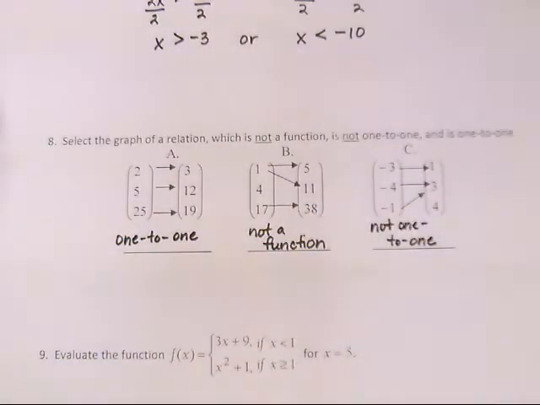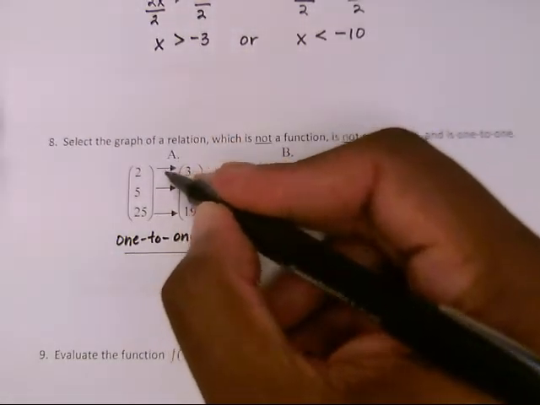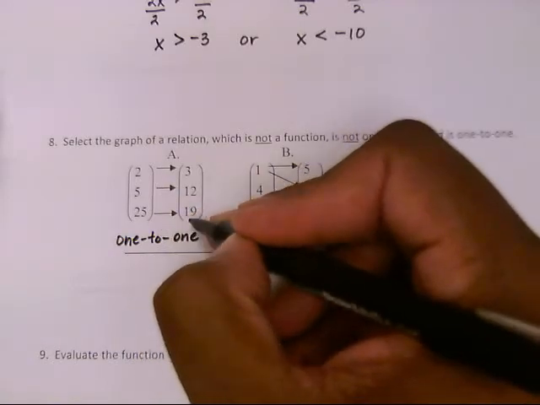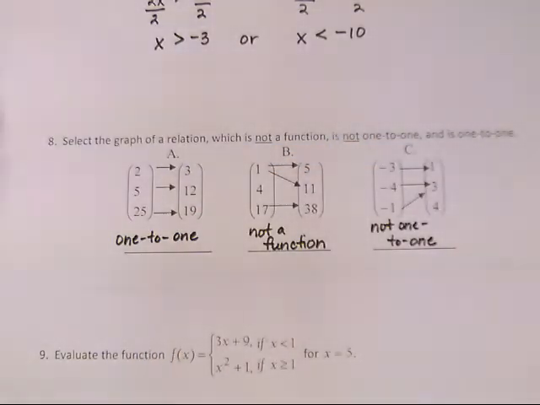And I might as well tell you that if it is one-to-one, then that means it must be a function as well. Because in this case, only one x to one y for each one, and one y to only one x. Okay?